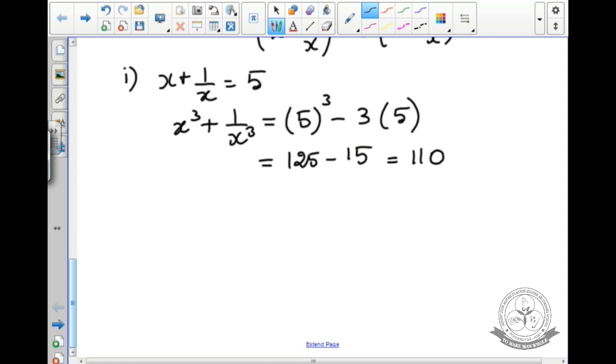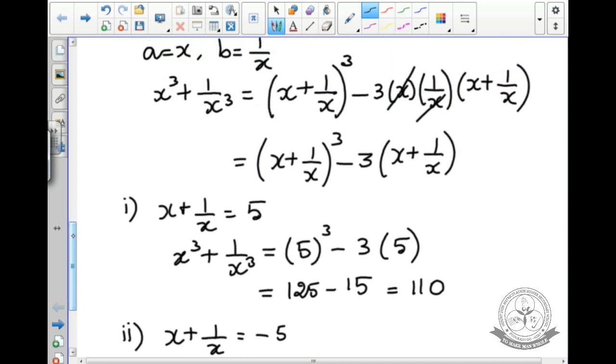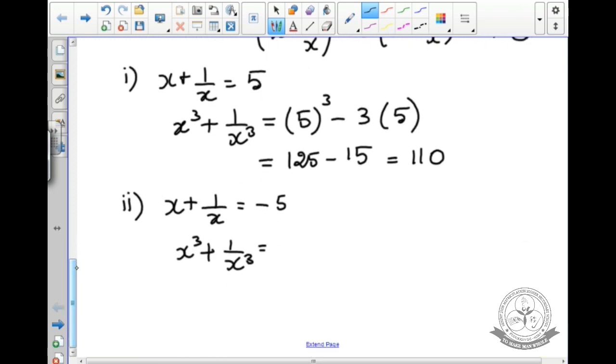Another subdivision, x plus 1 by x is equal to minus 5. So what do you get? x cube plus 1 by x cube is equal to, in the same way, you can apply this equation number 1. In equation number 1 we are going to apply. So what do you get? Minus 5 whole cube, then minus 3 into minus 5.